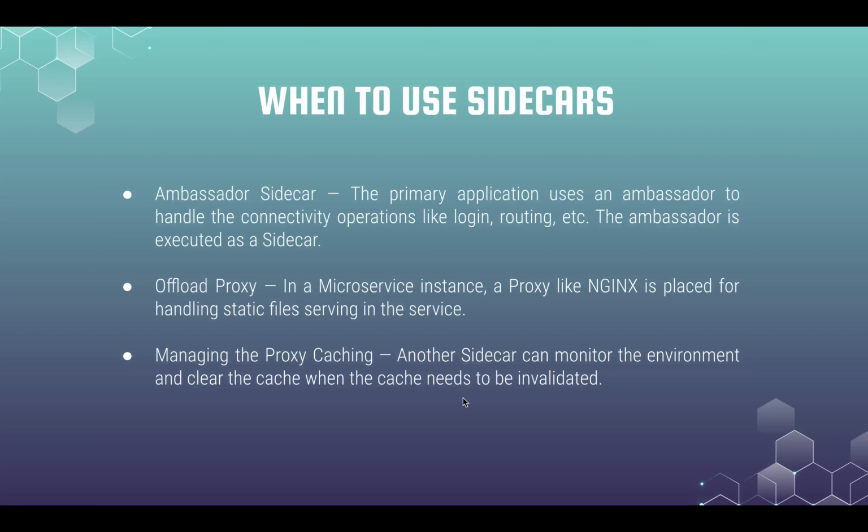So sidecars are generally used when there is something that the microservice needs to do, but that thing is not necessarily intrinsic to the core business of the service. Things like an ambassador: the primary application uses an ambassador to handle connectivity operations, like logging, routing, and etc. The ambassador can be executed as a sidecar. Also things like an offload proxy: in a microservice instance, a proxy like Nginx is placed for handling static file serving in the servers and managing the proxy caching. Another sidecar can monitor the environment and clear the cache when the cache needs to be invalidated.